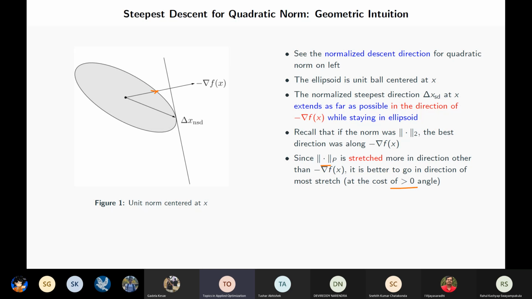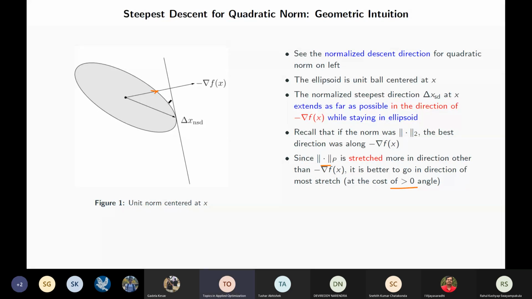We have to compare with the Euclidean. Imagine you were in the Euclidean; then you would have been happy going in the minus grad fx direction. Now imagine that you are in the ellipsoidal norm. Although from the Euclidean point of view you can descend, in the new norm you are allowed to stretch a lot more, and since this is also descent, maybe you will decrease a lot more. You see what is going on here?